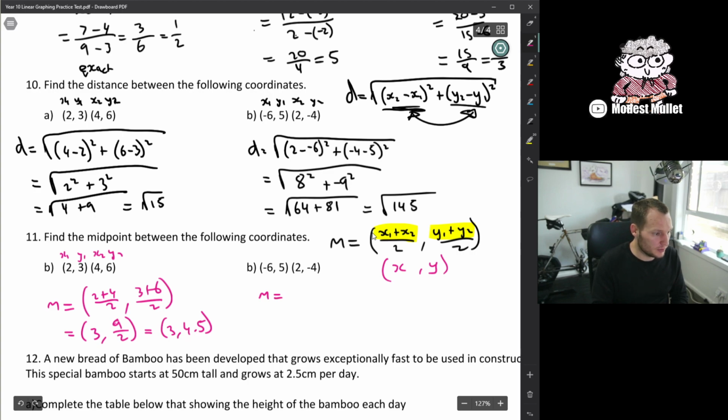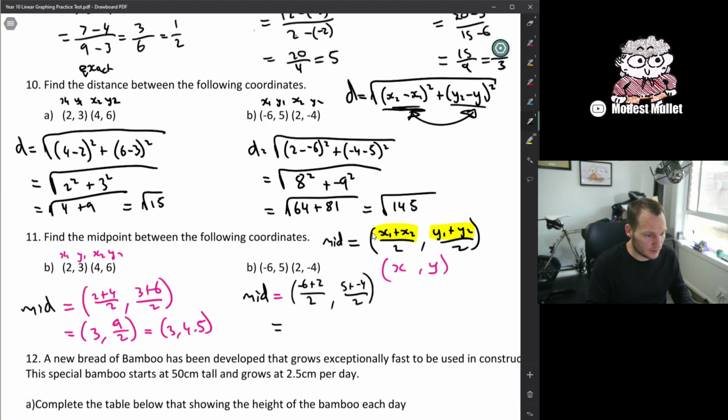Same for the other one, midpoint. Now instead of using m, because we use that for gradient, I might actually write the word mid. It is equal to, just to help try and avoid confusion for you. So we get (negative 6 plus 2) divided by 2, comma, (5 plus negative 4) divided by 2, close bracket. Negative 6 plus 2 is negative 4. Get negative 4 on 2, comma, 1 on 2. That is equal to (negative 2, half).